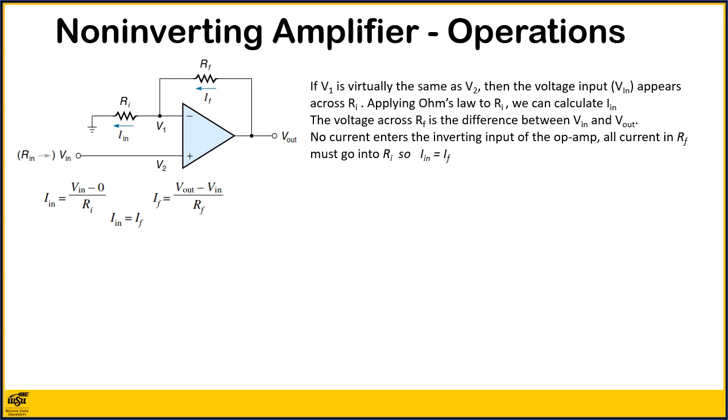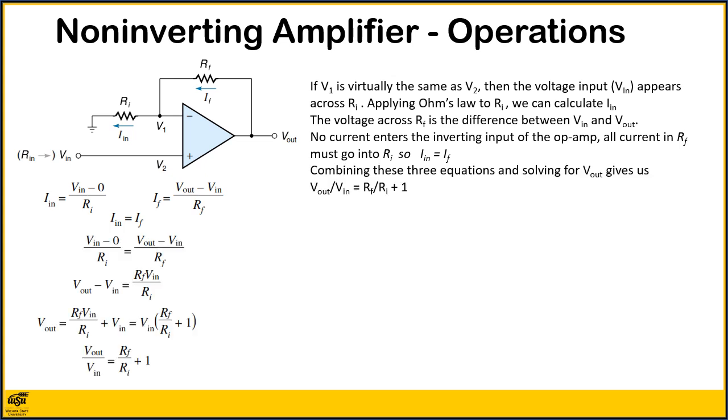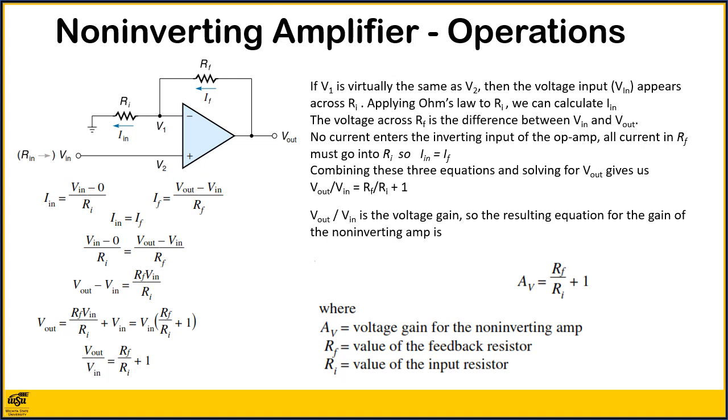Because no current enters the inverting input of the op-amp, all current in Rf must go into Ri. So Ii equals If. Combining these three equations and solving for Vout gives us Vout over Vin equals Rf over Ri plus 1. We note that Vout over Vin is the voltage gain, so the resulting equation for the gain of a non-inverting amp is AV equals Rf over Ri plus 1. Again, perhaps pause the video and check you're happy with that math.